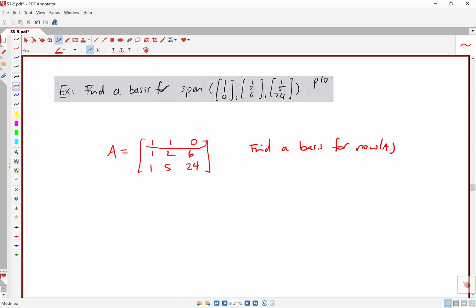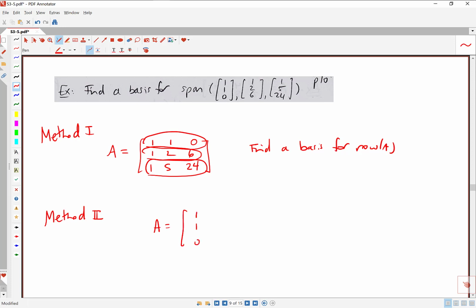So that would be finding a basis for the span of those three vectors. Let's call that method 1. Or method 2, if you decide you really like columns, you could define a matrix A, which has these guys in its columns. So they are the original vectors, now written as the columns of the matrix. And so then you'd be phrasing the question as: find a basis for the column space of A.